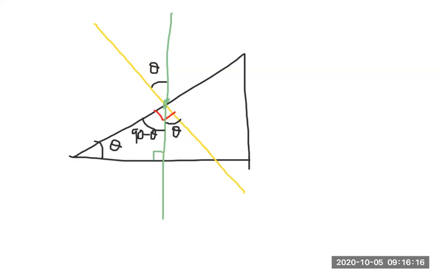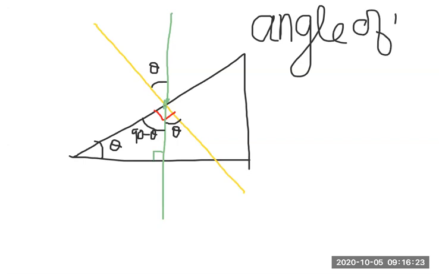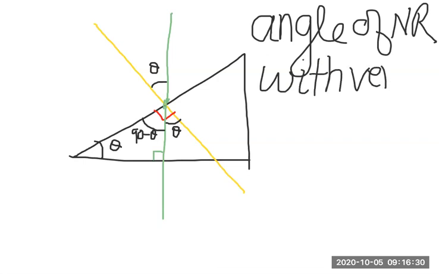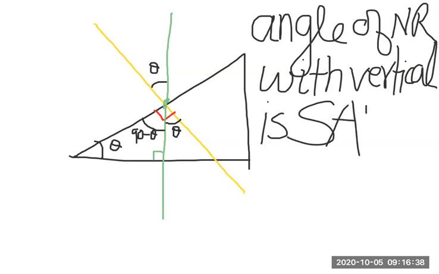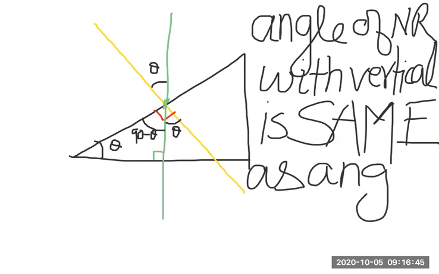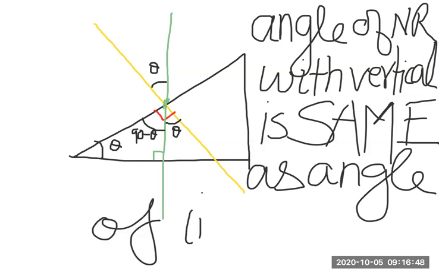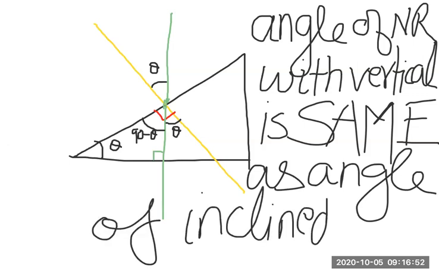याद है मैंने बताया था, मैं लिख देता हूँ यहाँ पे: angle of normal reaction with vertical is the same as angle of inclined plane. इसका मैंने 2 तरीके से प्रूफ बताया था. एक ये रहा, this is one proof.